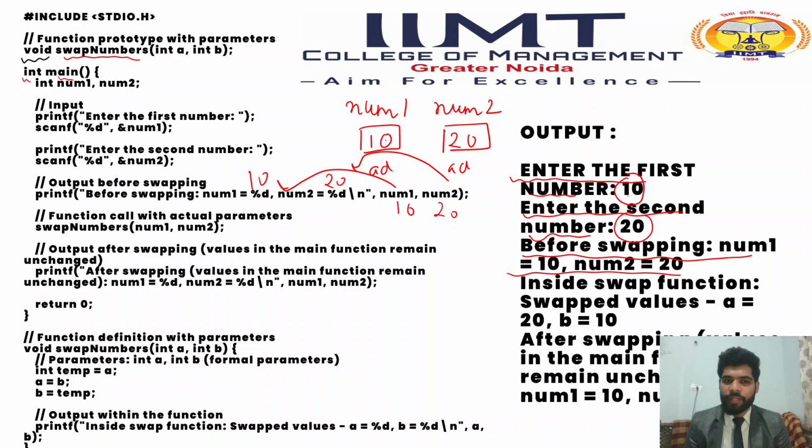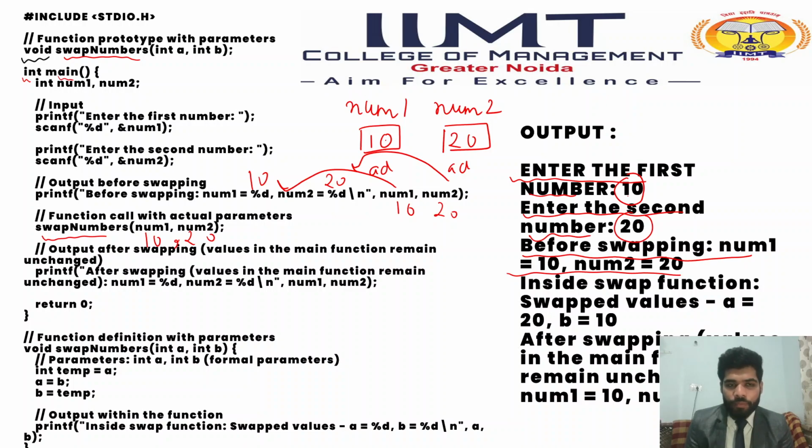After that, we have made a function call, a function call with actual parameters. As we already know, the variables that are used at the time of function calling are known as actual parameters. That's what we have written here. So what is the syntax to call a function? We simply use the function name, and in the brackets we provide the actual parameters. Swap numbers in the bracket number1, number2. That means we are going to pass the values of these variables, that is 10 and 20, to the function.